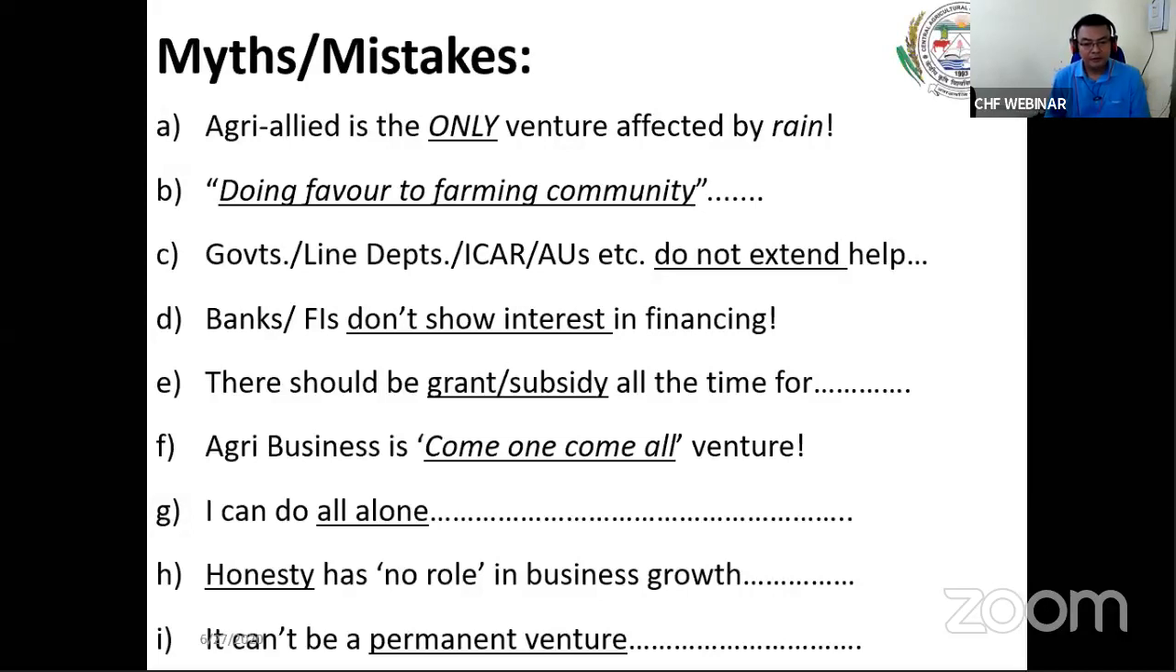Some people feel that I can do it all alone without taking help and suggestions. They also feel that to have business growth, honesty has no role in that. I have to do something as small as adulterations, which is not acceptable. The last one among many is that many of the elders and the parents used to have the advice that agri business cannot be a permanent venture. I repeat again, these are all myths and mistakes that agripreneurs used to conceive at a very early stage. Next, please.